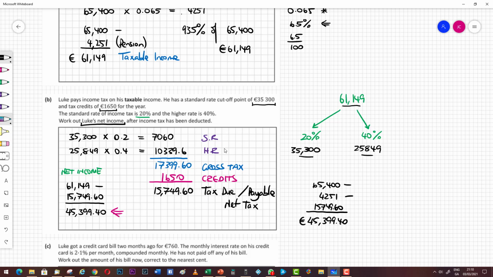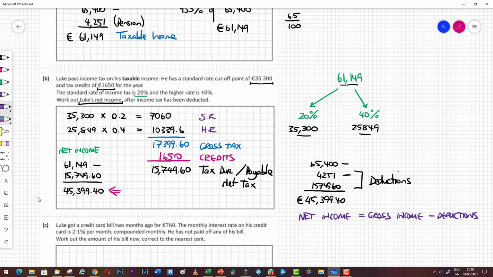So these are called deductions, and just to write down one further formula, because again we're trying to add as much as we can into these notes. Your net income will be your gross income, which was the total, the 65,400, minus deductions. And what are the deductions? Well, things like your pension, the tax obviously that we've paid the government here, the 15,749.60. There could be union fees, health insurance, there's lots of things that come out. Okay, so that's the second part of the question.